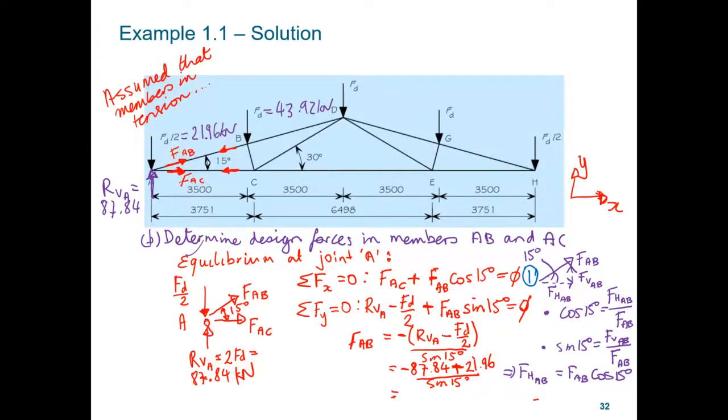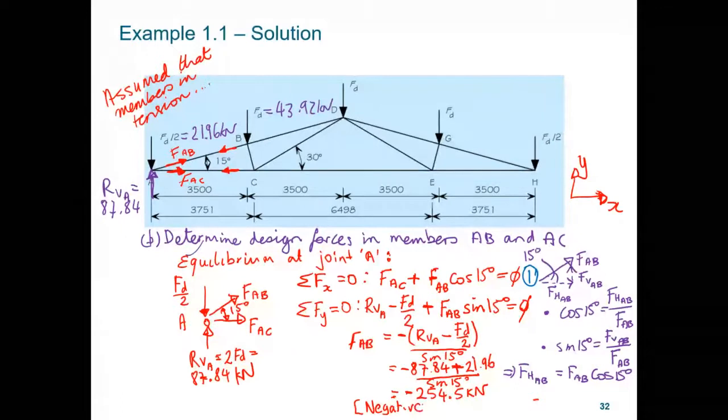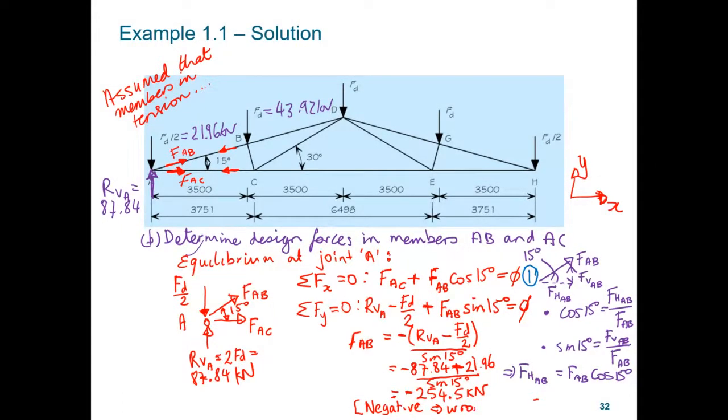We work that out. Hopefully we work that out. We get minus 254.5 kilonewtons. Okay, so it's negative, which implies wrong direction of force assumed. So it's negative, so it's the wrong direction. We assumed it was in tension, but actually it's in compression, which is what we would expect.